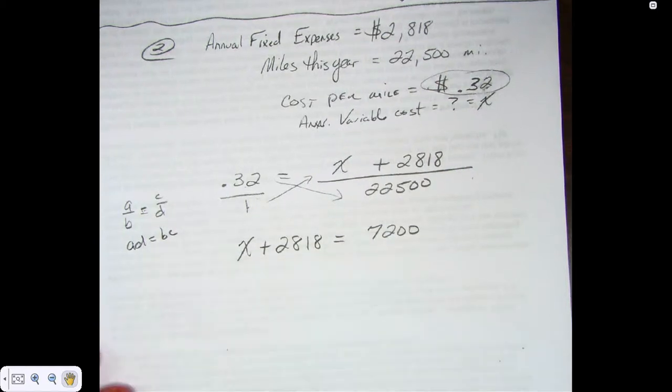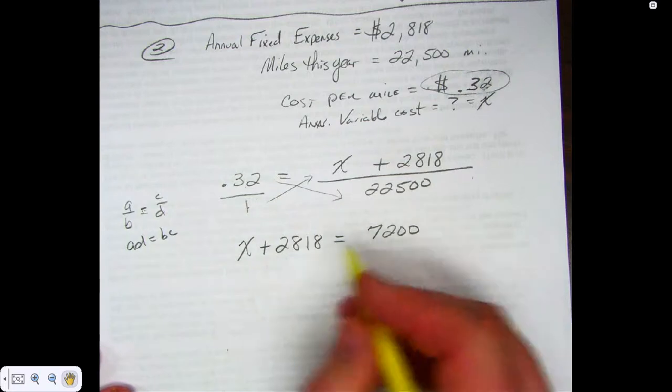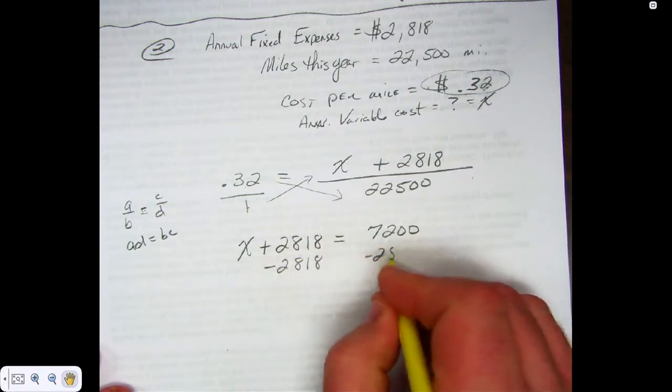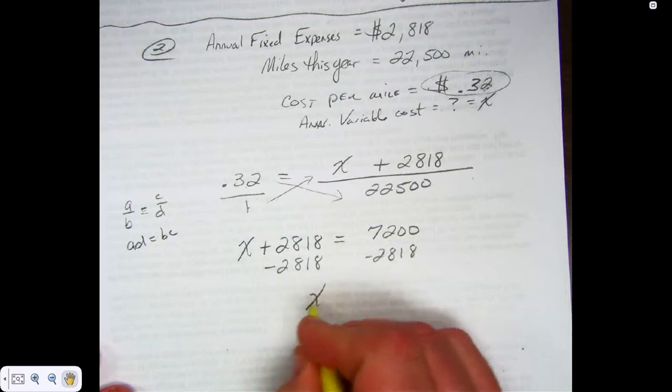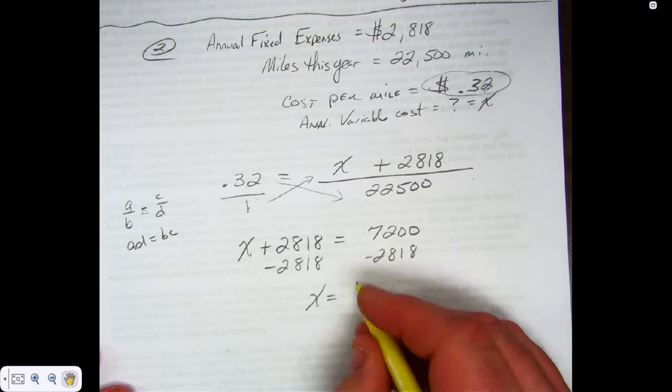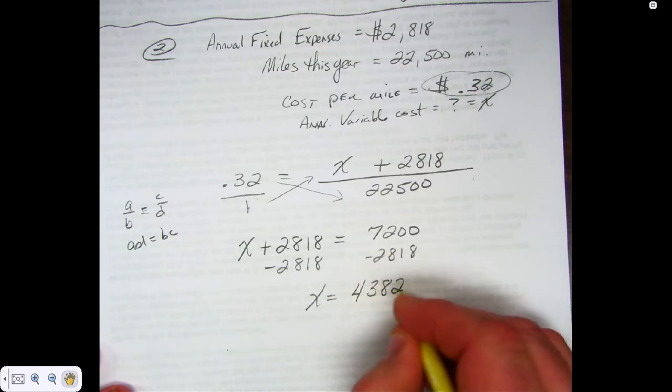Anybody? Subtract 2818 from both sides. X is equal to? $4,382. Even? Yes.